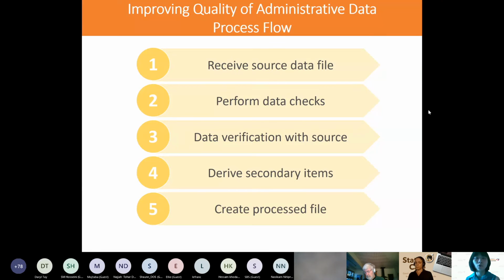So this is an overview of the process flow for pre-processing the data. Upon receiving the marriage and marital dissolution records from the source agencies, we will perform data checks and flag out inconsistencies to the source agencies for clarification. Thereafter, we proceed to derive secondary items such as derived age at marriage and divorce needed for analysis. After that is done, we create the processed data file, which will be used for tabulation of data for our publications and also as inputs for the updating of our population register. So let's take a further look at the types of data checks we do to ensure the good quality of our data.